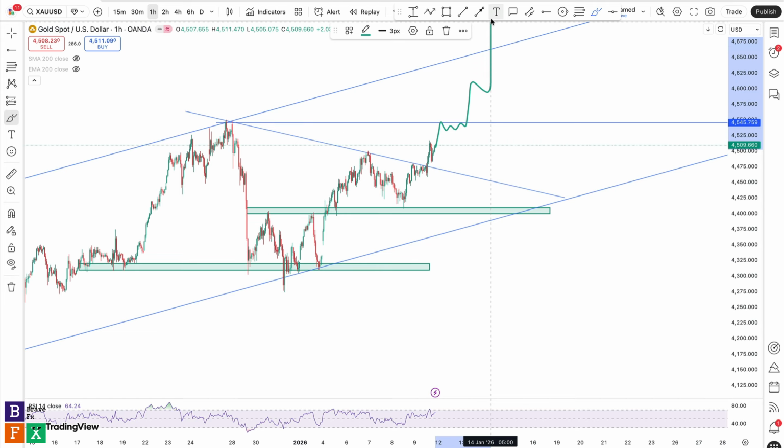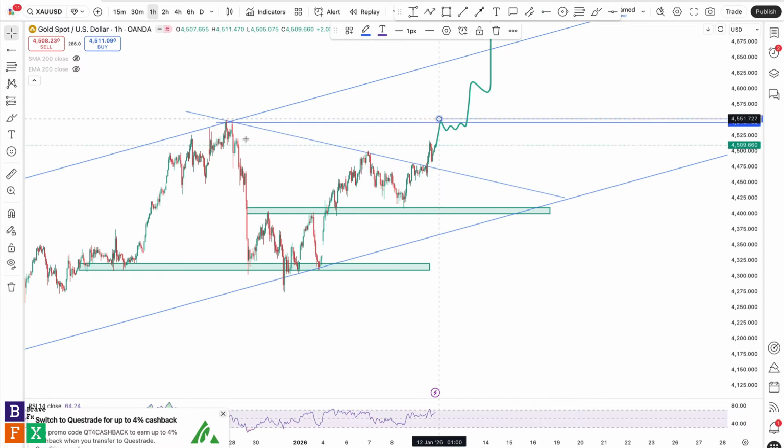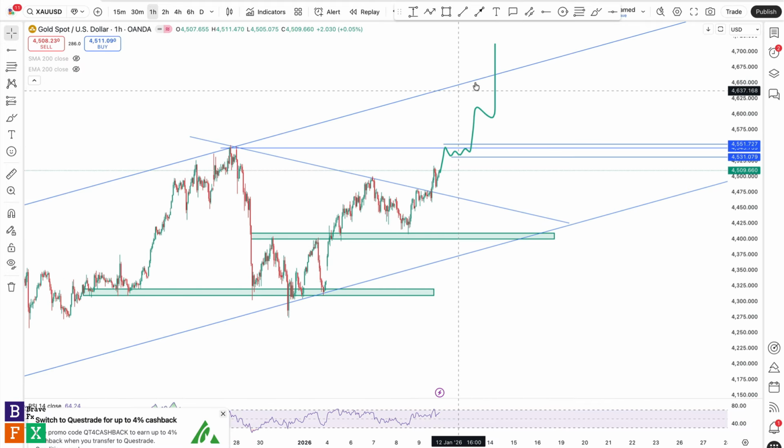So this gives you a confirmation that price is indeed going higher. Entry will be placed above the break of this area of resistance. Stop loss will be placed underneath the consolidation of the breakout. Take profit target can be placed at the higher bounds of the channel.